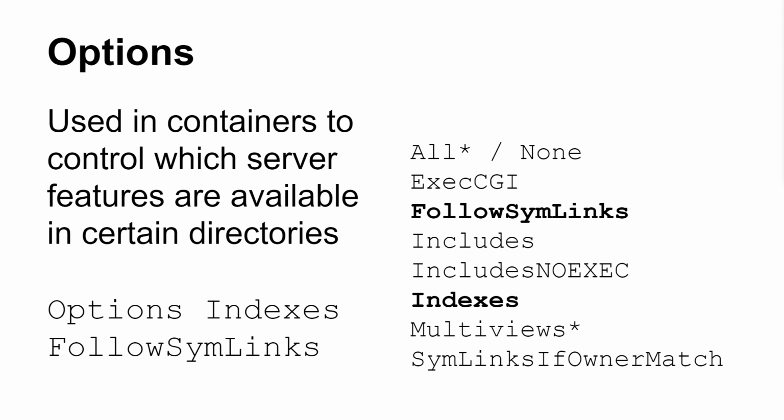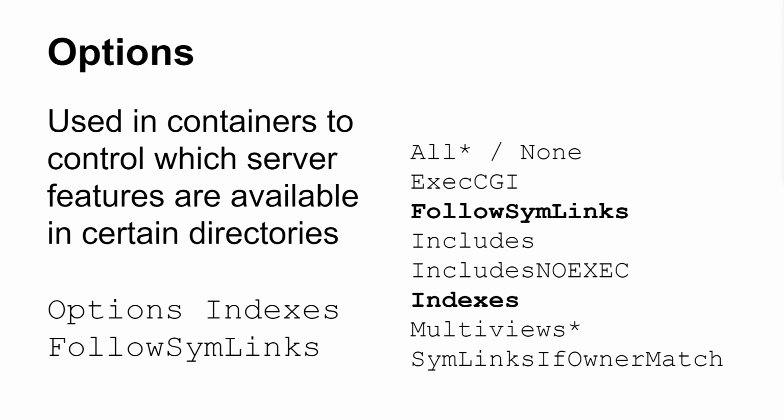Indexes, I mentioned a little bit last week. Indexes is the option to allow Apache to return a listing of all the files in that particular directory if, number one, a generic or general URL was requested, and number two, a default document was not found in that one particular directory. So those are the most common options that we typically allow.